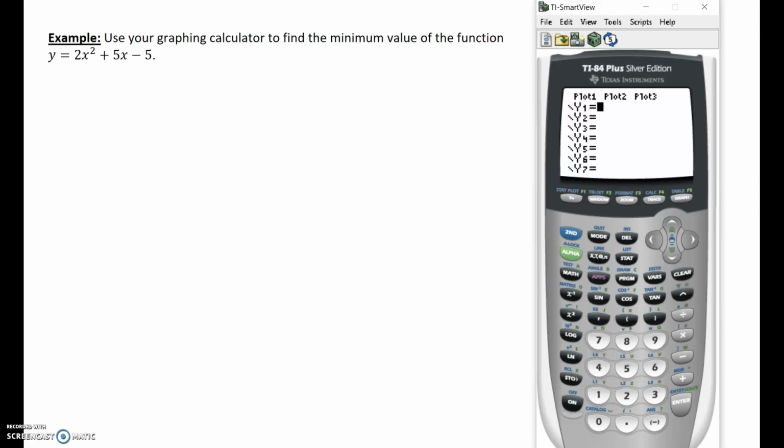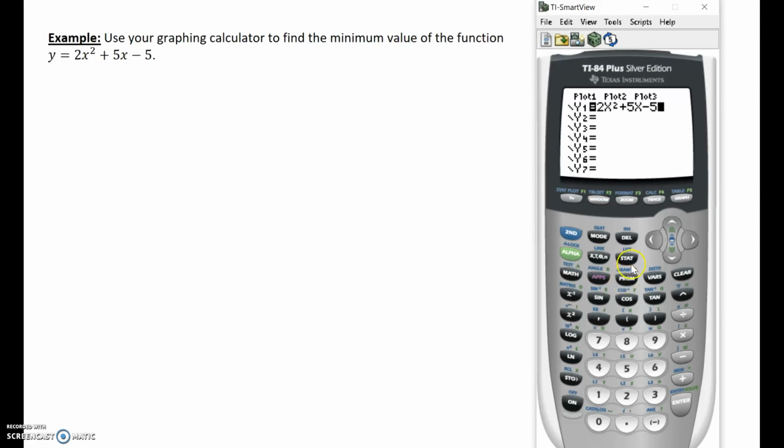So what we want to do here, use the graphing calculator to find the minimum value of the function y equals 2x squared plus 5x minus 5. My calculator's already on display here, so we've got the y equals screen up. Get that by hitting y equals, and then just type in 2x squared plus 5x minus 5. Okay, so there's the equation of the function.